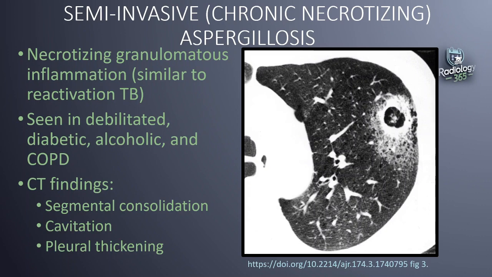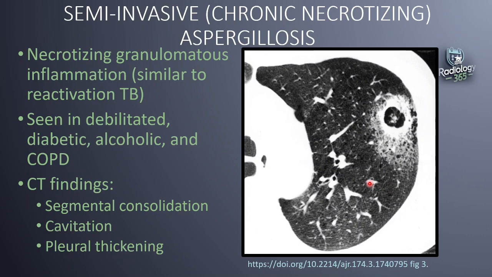So while in the fungal ball, there is a pre-existing cavity that came about due to some prior TB or sarcoid infection, in this case, there is a granulomatous inflammatory condition that comes about as a result of the Aspergillus infection, and this becomes necrotic and then creates its own cavity. And you may also have pleural thickening, which progresses slowly over months or years. So this image actually is of a 53-year-old man with semi-invasive pulmonary aspergillosis and a history of diabetes and pulmonary emphysema.